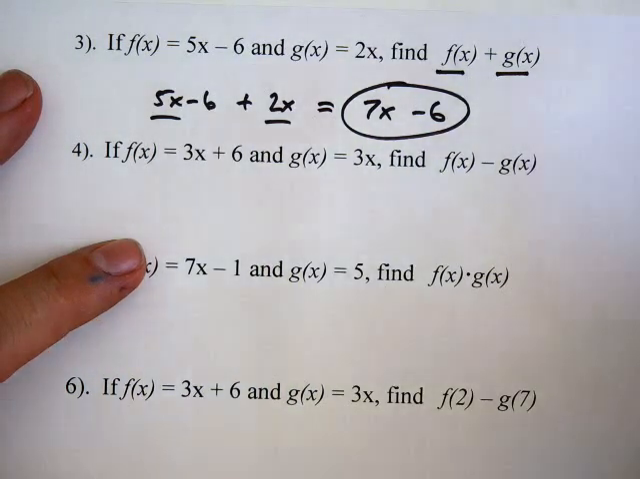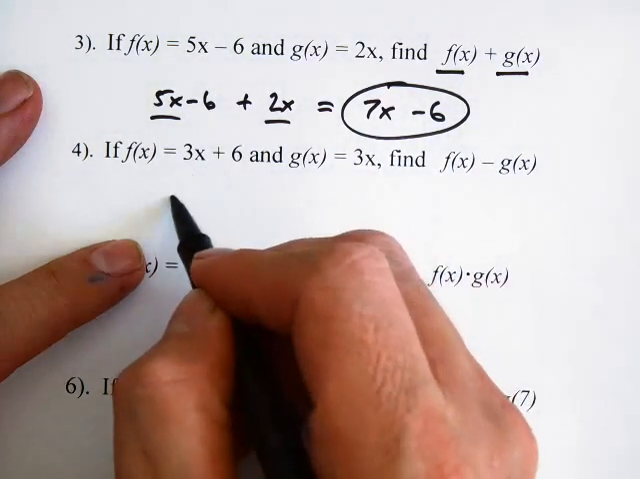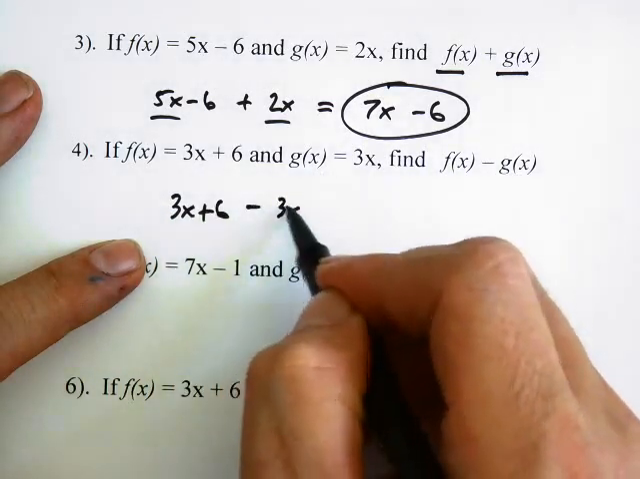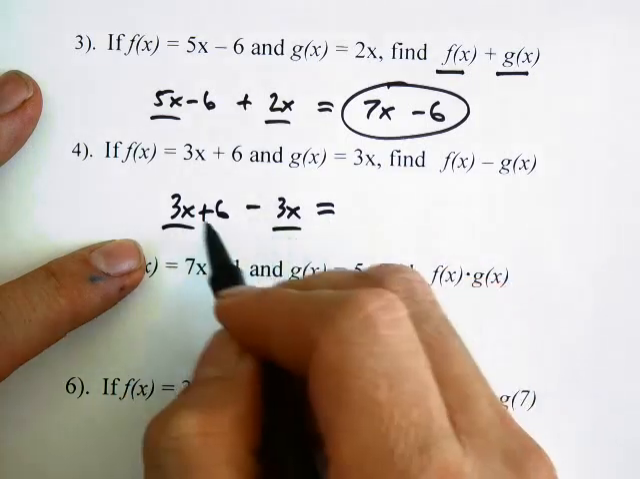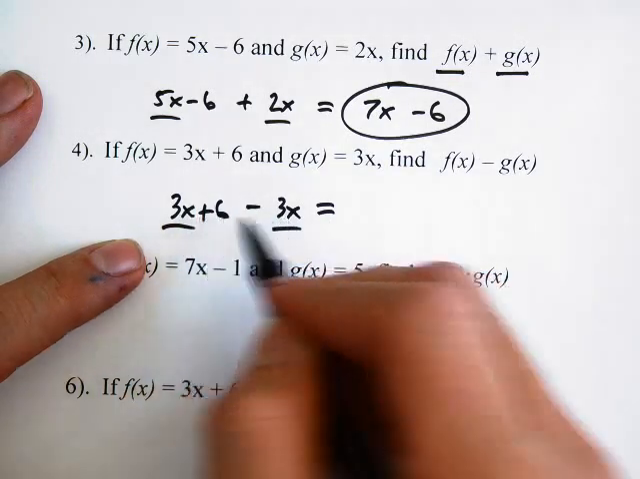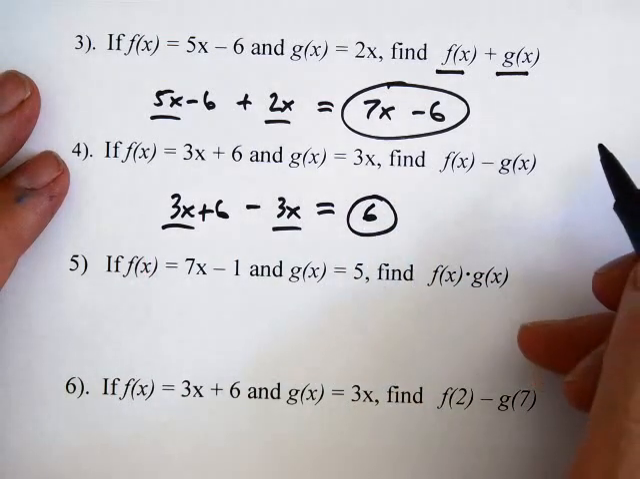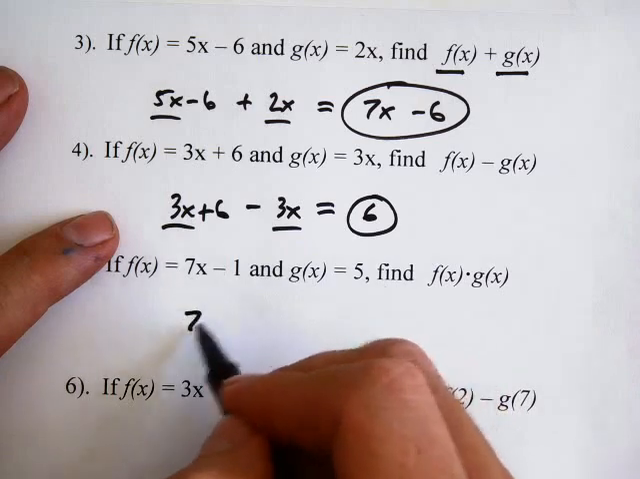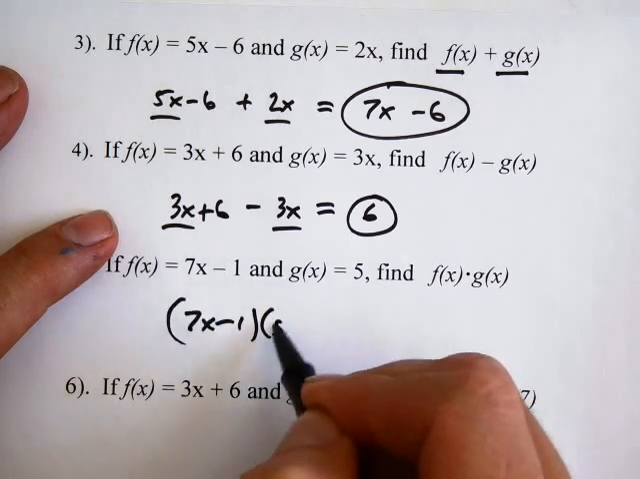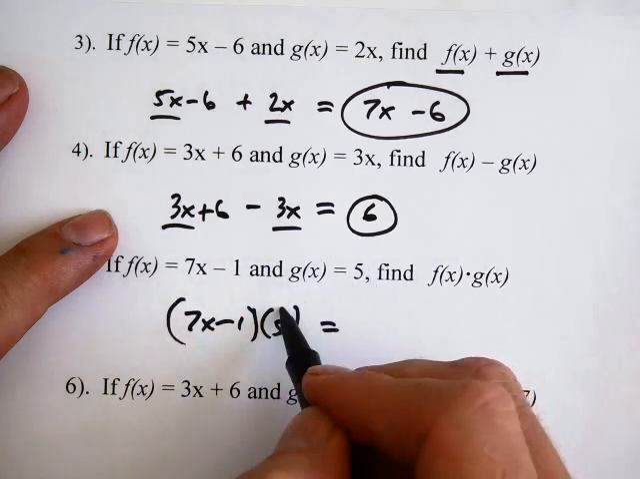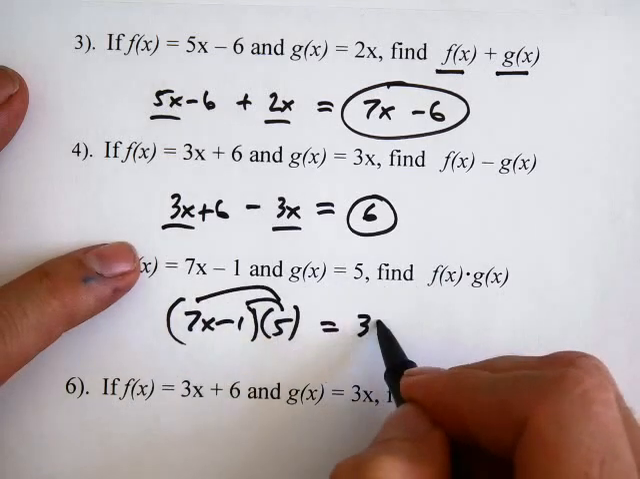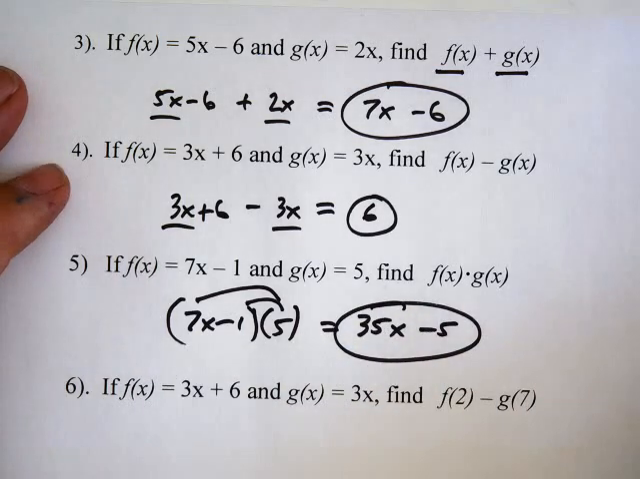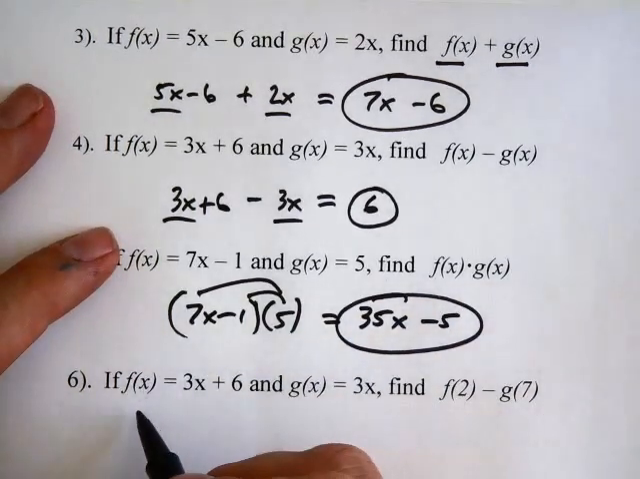All right, boring. Here we go. F of x is 3x plus 6 minus g of x, which is 3x. These are like terms. 3x minus 3x is 0. All you have is 6 left. Boom. Now this says f of x times g of x. So it's 7x minus 1, that's f of x, times 5. This 5 can be distributed in, and we would get 35x minus 5. Boom.